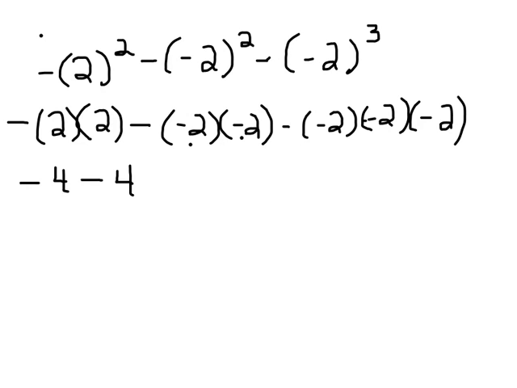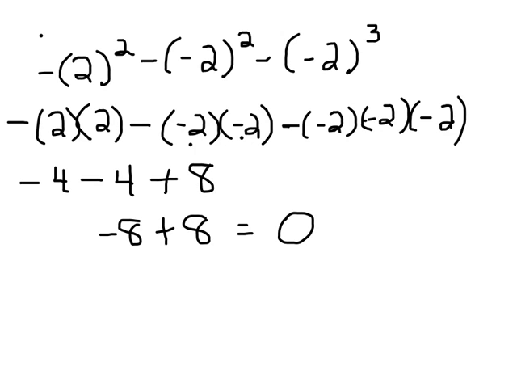Then negative 2 times negative 2 is positive 4 times negative 2 is negative 8. And then this little guy right here is going to make that a positive 8. Negative 4 plus negative 4 is negative 8. And negative 8 plus positive 8 is going to equal 0.